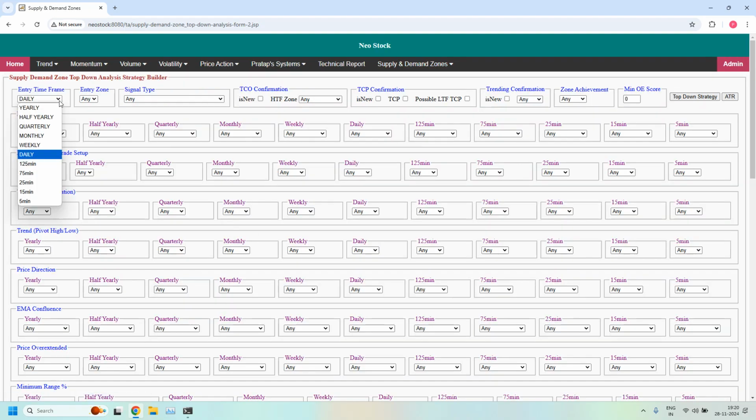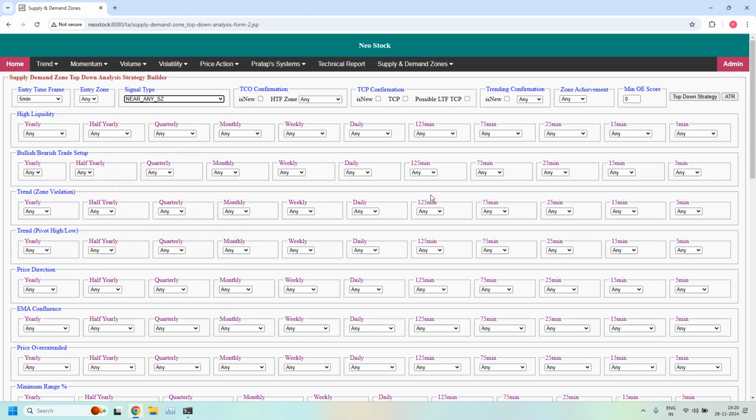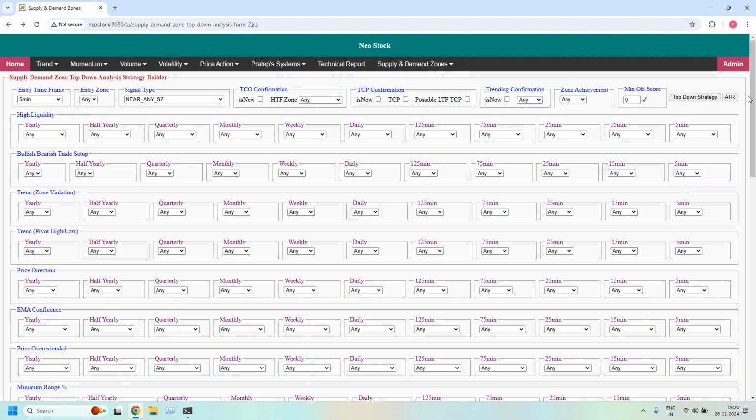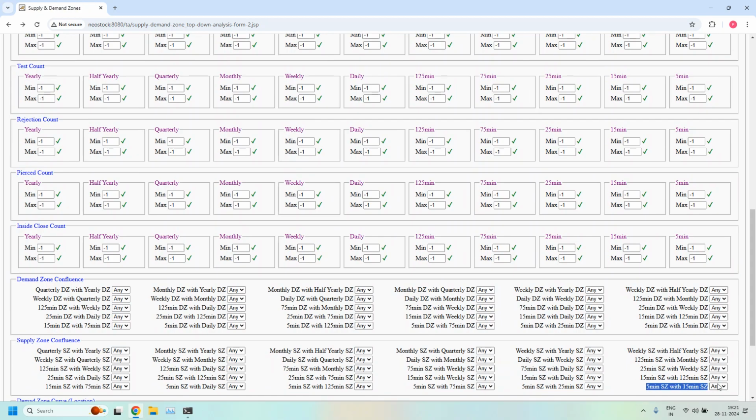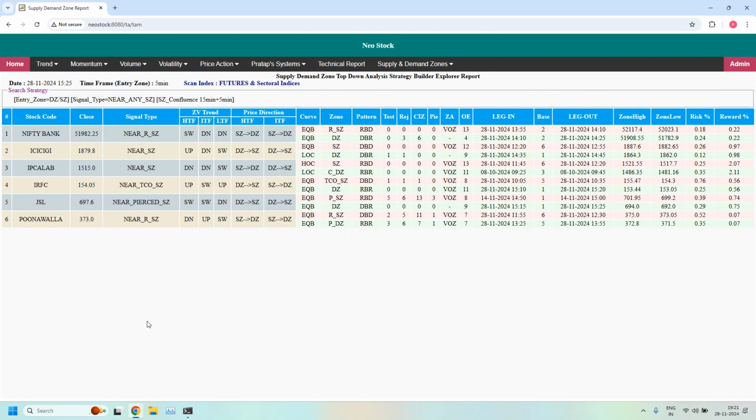Okay, next for 5 minutes time frame, stocks near 5 minutes supply zone. We got 12 stocks. We can further filter this list based on ITF supply zone confluence. That is 5 minute supply zone with 15 minute supply zone confluence. I am enabling that filter. So with this filter, we got 6 stocks. You can ignore the zones that are pierced.